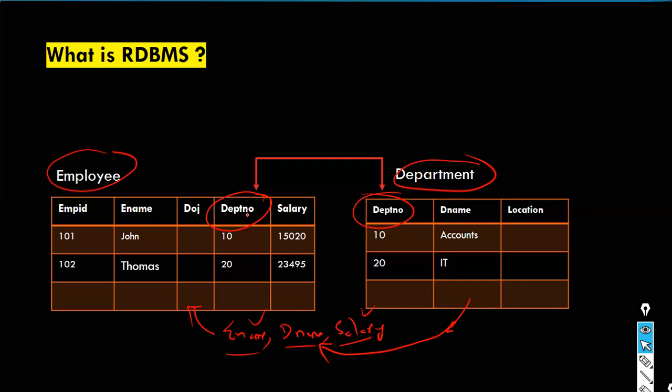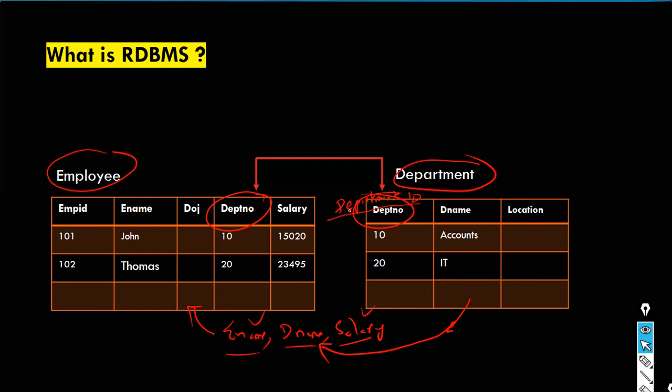Not necessarily should the naming standard be the same. In some cases they may use department ID, something like that. But as a data architect or data modeler, you should know which columns you need to link. Just by taking a look at this data itself, we can make it out quickly. Even if the column name is department ID, in the department table it is 10 and 20, and the same values appear here. 10 represents the accounts department, and 20 is nothing but your IT department.